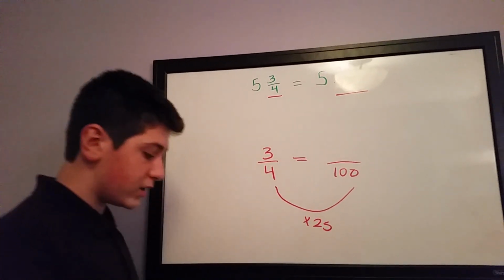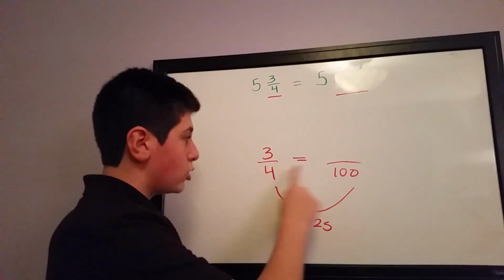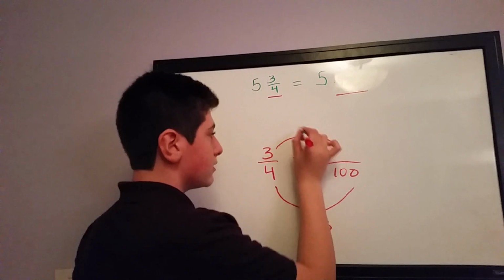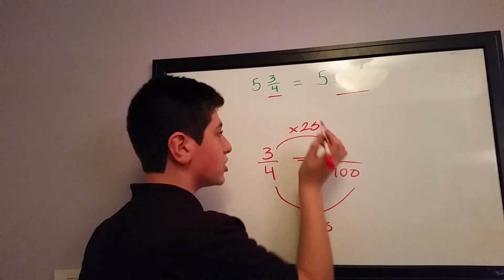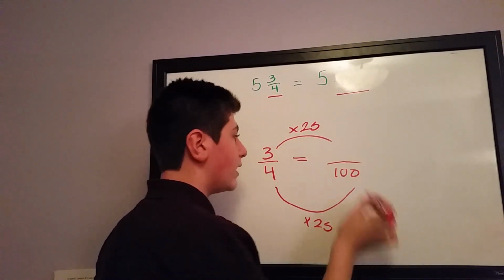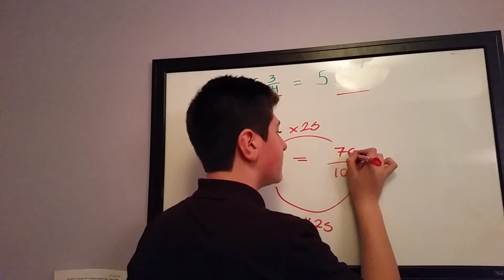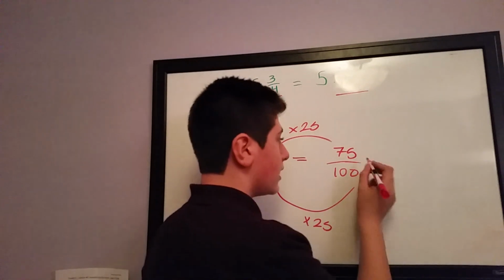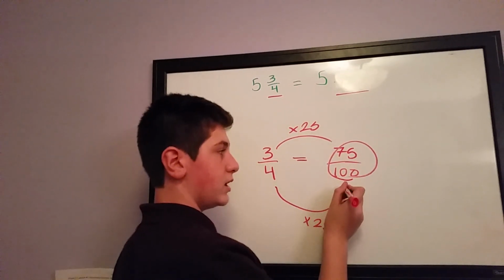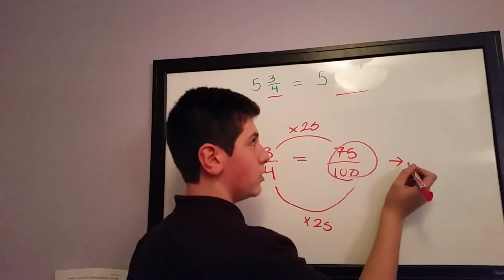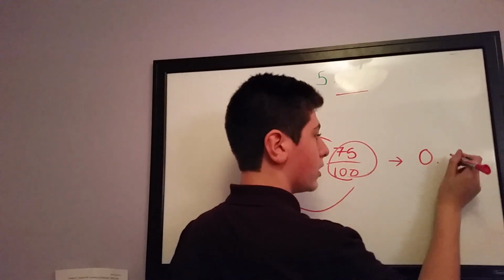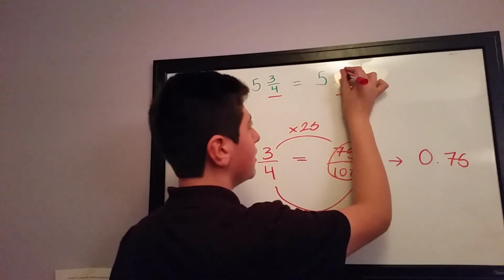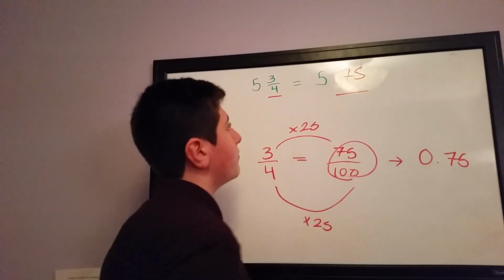Now, what we do with the denominators, we do with the numerators. So 3 times 25 should give us our answer. 3 times 25 is 75 hundredths. All we have to do now is switch this fraction over here to a decimal, 0.75. Just add this to the 5 over here, and voila, 5.75.